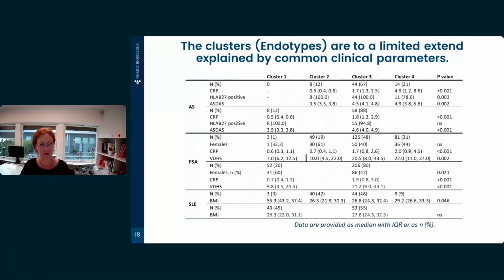There is a bit with ASDAS in this across the board, but also with erosion scores in PSA patients and a bit with BMI in SLE patients. But what is interesting here is that we have a picture of something that's independent of what we can find by looking at the patient-reported outcome and the clinical scoring. And I think that is a way of exploring some more, because this may tell us where we should target.